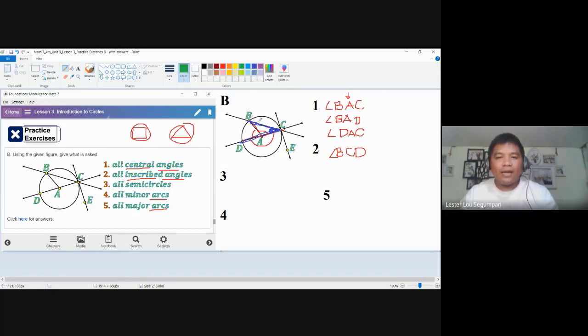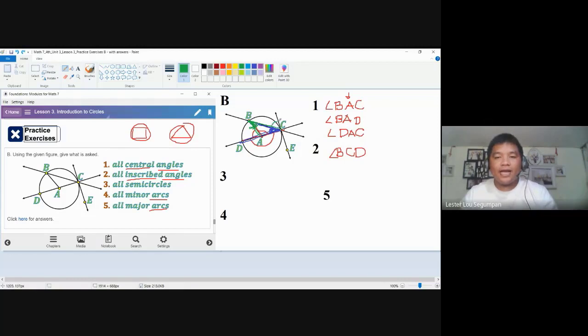How about this angle here? Its vertex is a point on the circle. Its side is a chord. However, the other side is not a chord, it's just a radius. So is it an inscribed angle? The answer is no. Per definition, this should be a chord so that it could be considered an inscribed angle. But since it's just a radius, the answer is no.